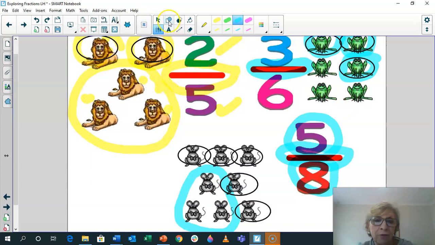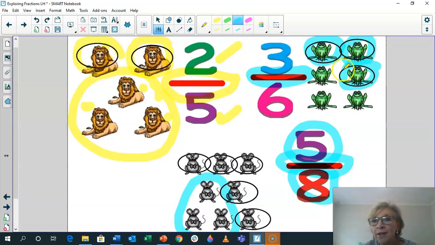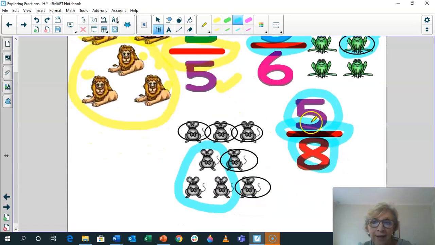So there we have it. Let's refresh our memories again. So 2/5 of the lions moved from one safari park to the other. 2 out of 5, and 3/5 of the lions stayed at the same safari park. Here are our little frogs. 3 out of 6 jumped out of the pond. 3 out of 6 stayed in the pond. So 3/6 hopped out and 3/6 stayed in. And of our mice, there are 8 little mice, and 5 out of those 8 mice managed to eat some cheese, and 3 out of those 8 mice, or 3/8, didn't eat the cheese. Right? Let's move on.